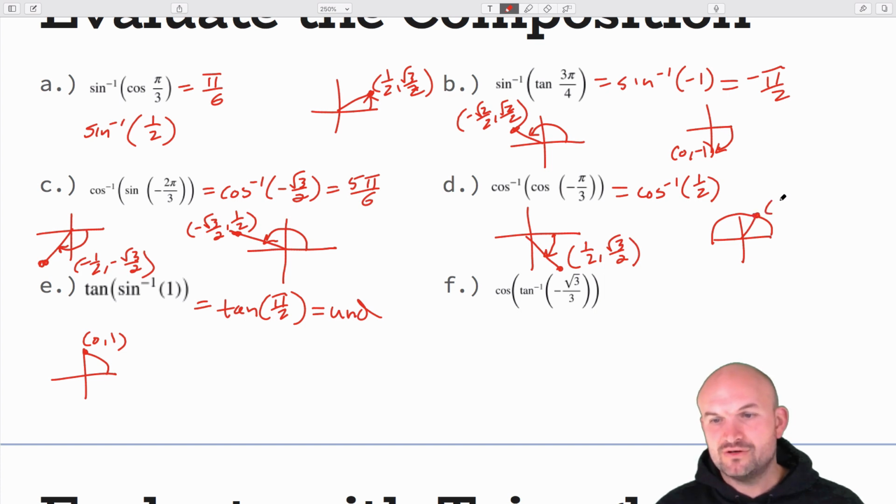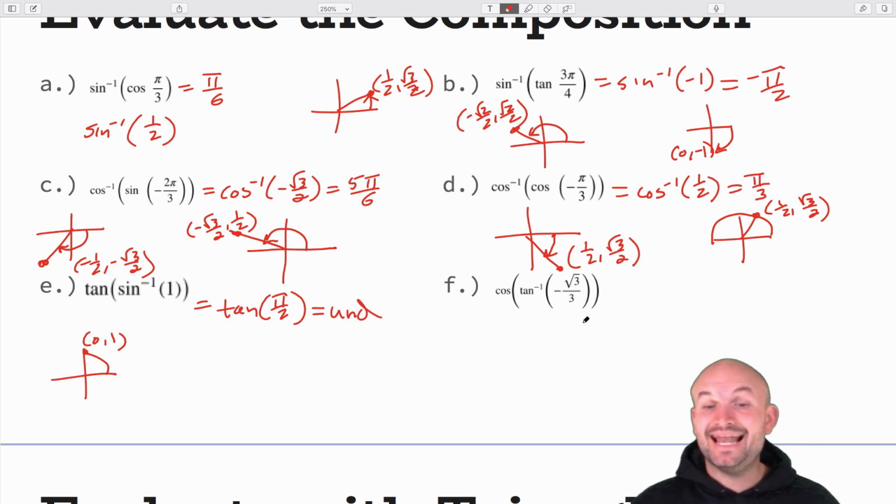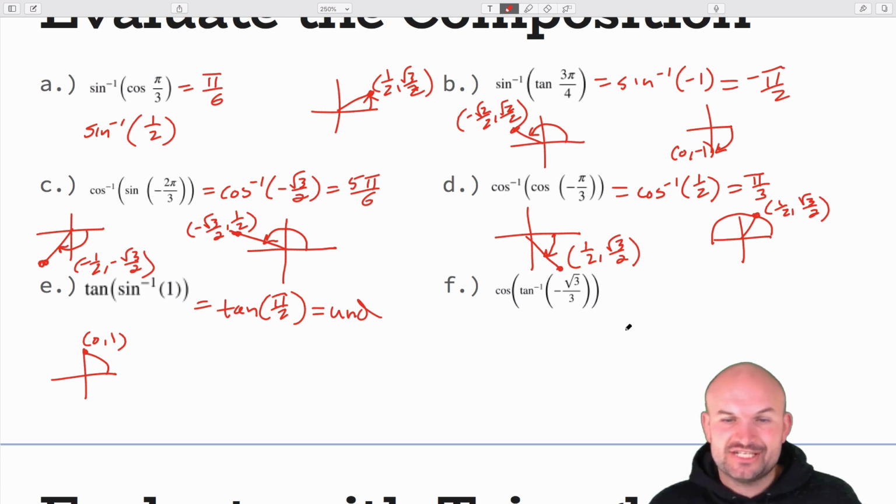And you can see that angle is going to be this angle right here, 1/2, comma square root of 3 over 2. And that's going to equal pi over 3. All right, last one here. Tangent inverse of negative square root of 3 over 3. And a lot of people look at this and say, no, I'm not going to do this one.